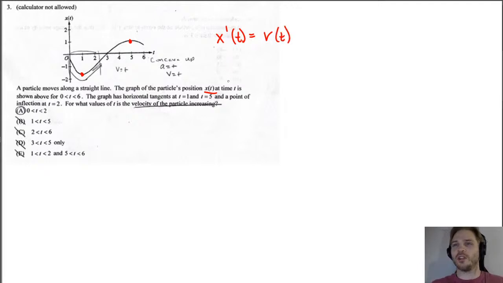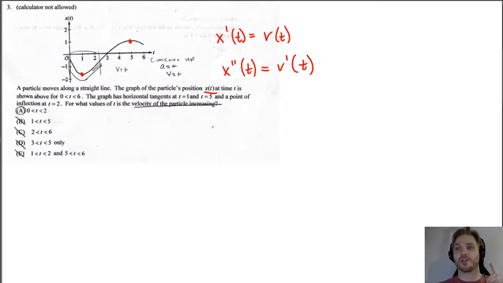Then if you ask a question about whether or not the velocity is increasing or decreasing, what you're talking about is the rate of change in velocity. So this happens to be the second derivative of x. If we take x double prime of t, this is equal to the velocity derivative. So really what we're asking about is concavity of the position function. The second derivative of a function gives us its concavity.